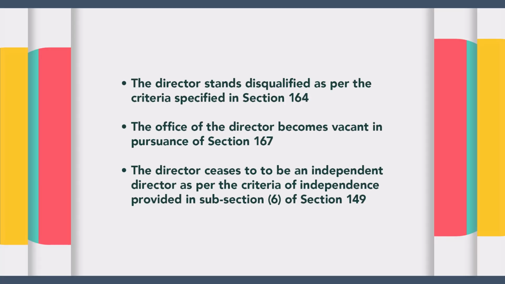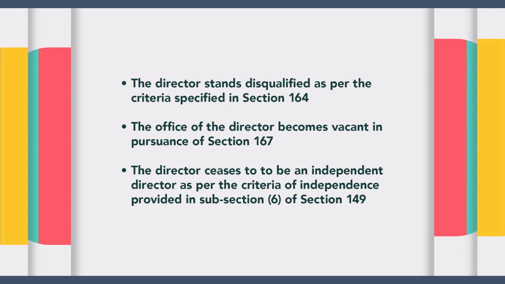A person appointed as a small shareholders' director shall vacate the office if the director stands disqualified as per the criteria specified in section 164, if the office of the director becomes vacant in pursuance of section 167, or lastly, if the director ceases to be an independent director as per the criteria of independence provided in subsection 6 of section 149.